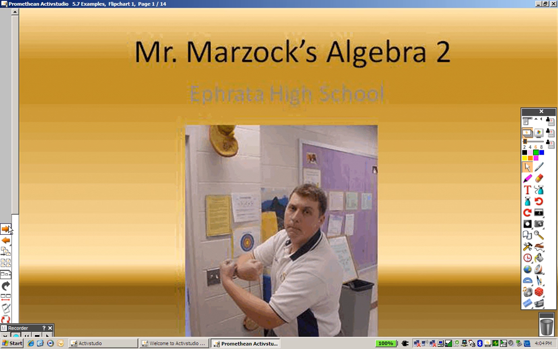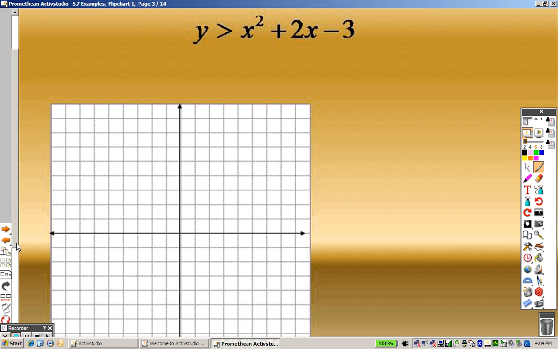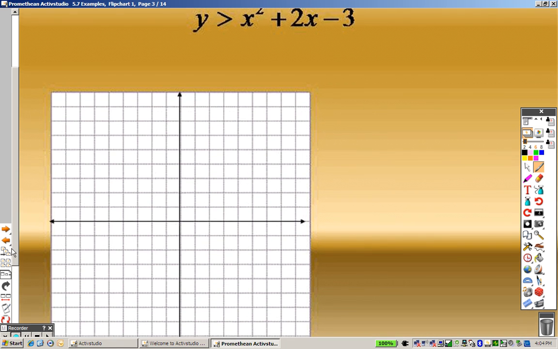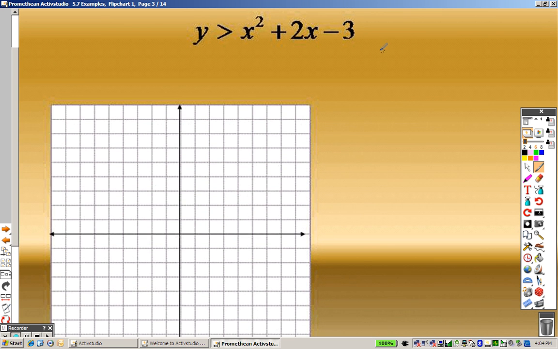In 5.7, we're going to be graphing and solving quadratic inequalities. Let's face it, when we're doing this, very simply put, you can use your calculator to graph. Yeah, you could do graphing by hand, of course you could, but it's just going to take a little while. There's nothing wrong with that, but what I want to show you is a little trick to get the points on your calculator.